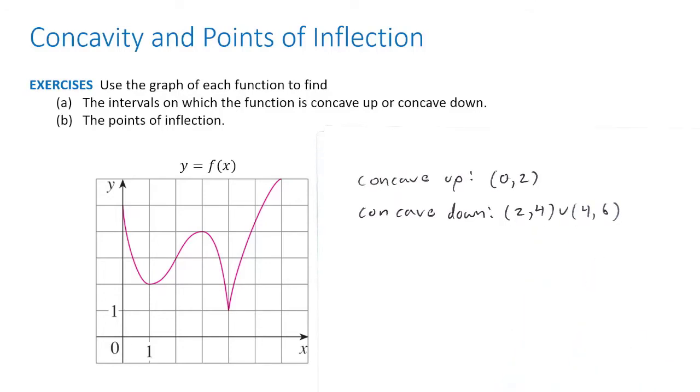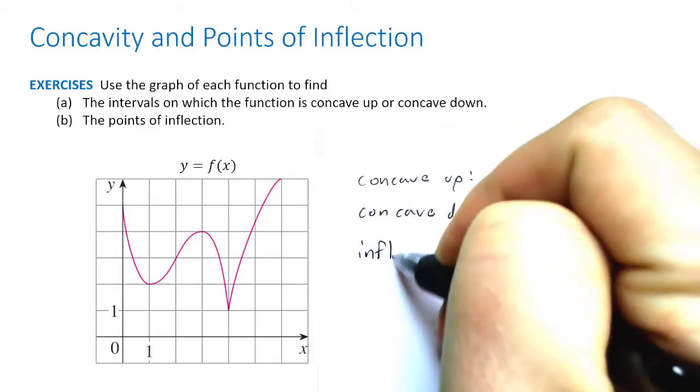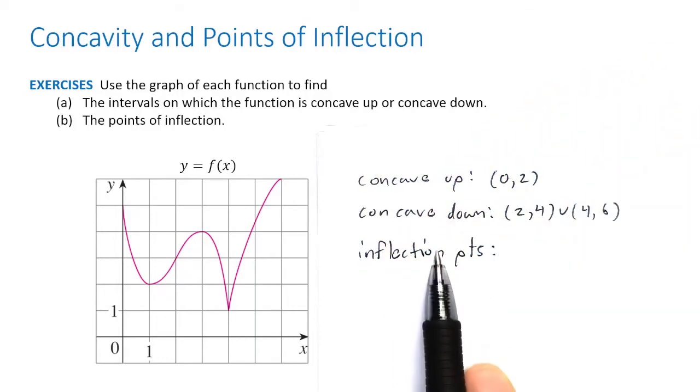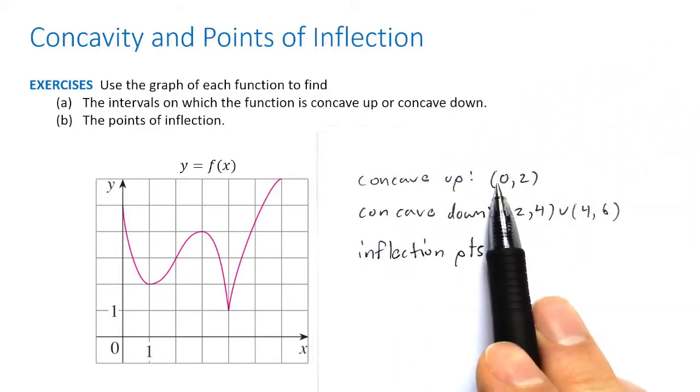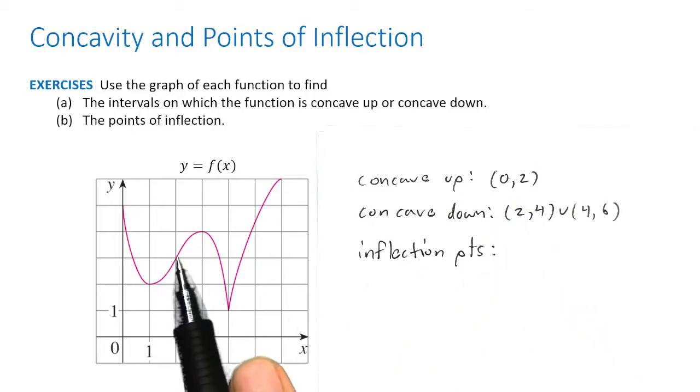Okay? Now, what about the inflection points? Let's see where those are. That's where it changes concavity. Well, I can see it changed from concave up to concave down at the number 2, right here. It was bowl-shaped up. Now it's bowl-shaped down. And what is this point? Well, it's the point (2, 3).